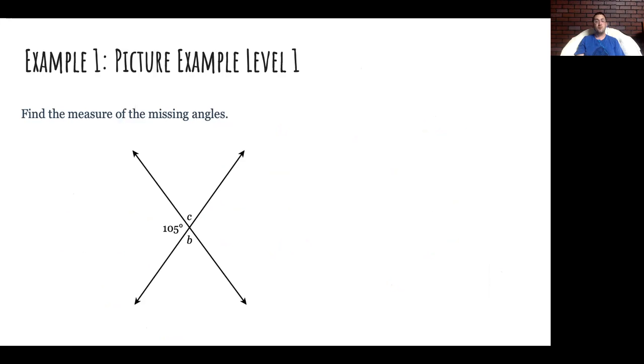All right, picture example level 1. These are mainly numerical. My suggestion when you have this type of situation is to look for the easiest angle to solve for first. One thing I notice here is that this is a linear pair, and a linear pair tells us to add the angles to 180. So I'm going to do 105 plus B equals 180, and solve for angle B.